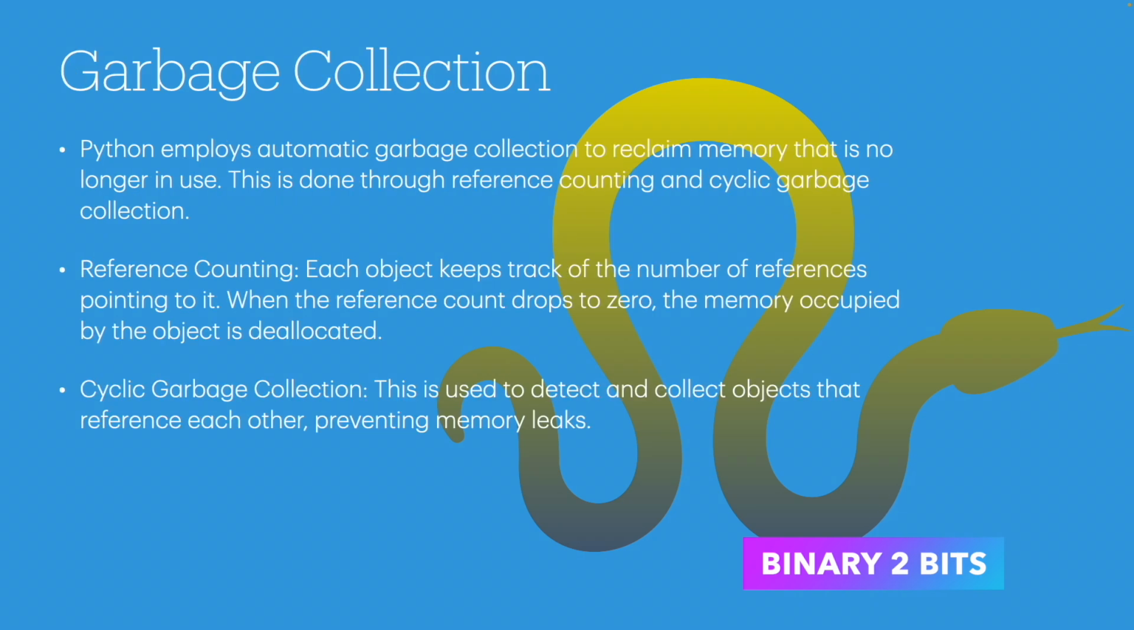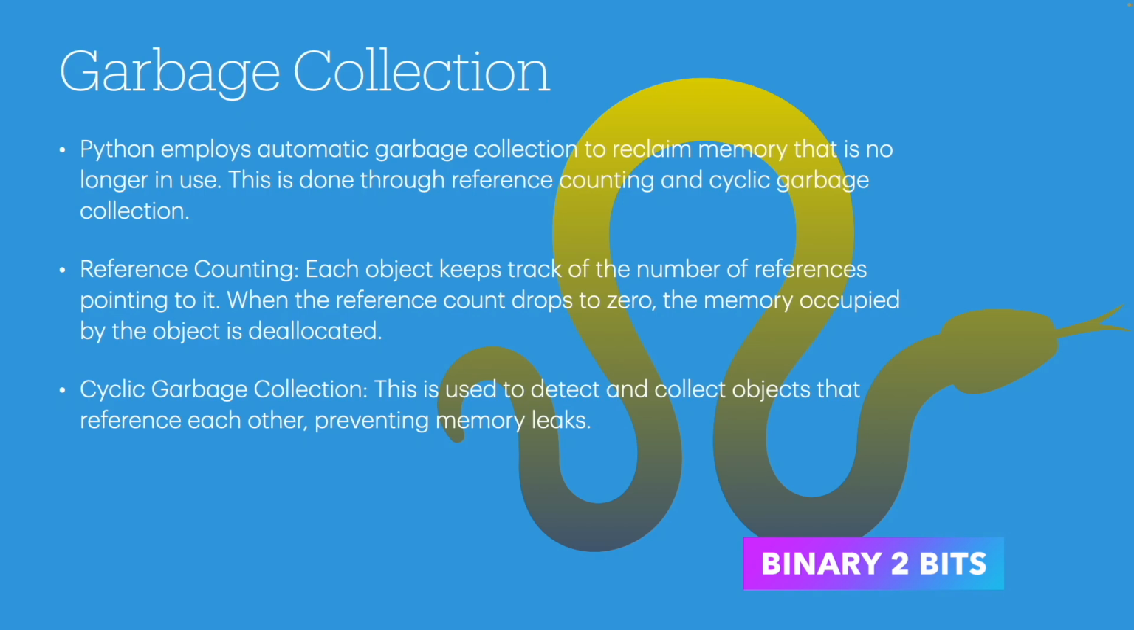Python employs automatic garbage collection to reclaim memory that is no longer in use. This is done through reference counting and cyclic garbage collection. Basically, Python has an inbuilt garbage collector which collects that memory. If an object is not in use, the reference count becomes 0, meaning there is no reference to it in our program, so that memory should be deallocated.